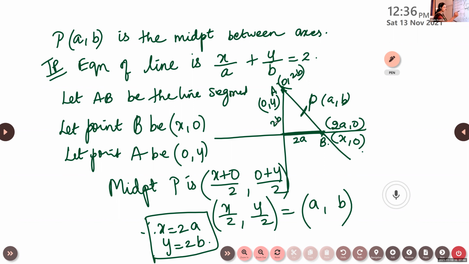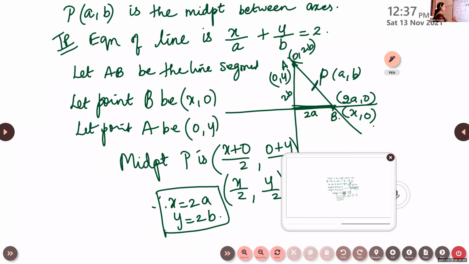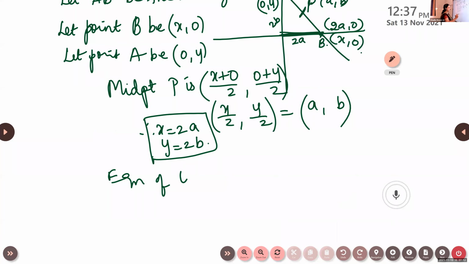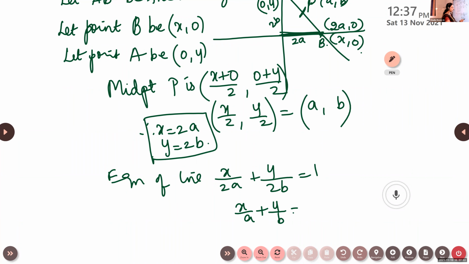So the x-intercept is 2a and the y-intercept is 2b. So what will be the equation of the line? x by 2a plus y by 2b is equal to 1, that is x by a plus y by b is equal to 2, which is the equation of the line. Here, first we are finding the intercepts and then the equation.